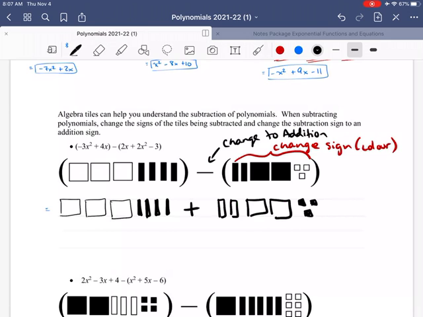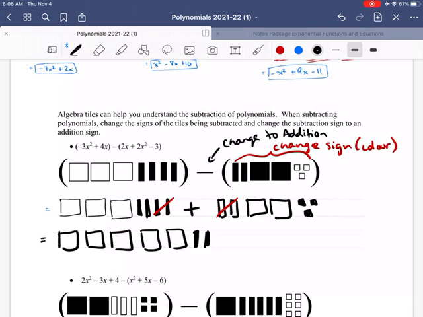And then we can collect like terms and see what we got. So the original ones, we've got -1, -2, and -3x squared. Then we're going to collect the other -2x squared. And then we can create a zero pair here. So 2 of these and 2 of those make a zero pair. So what are we left with? Just positive 2x.